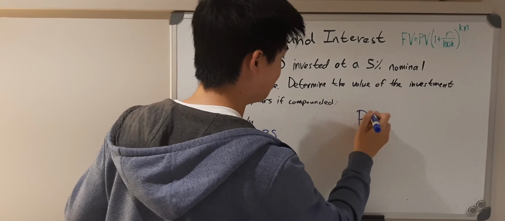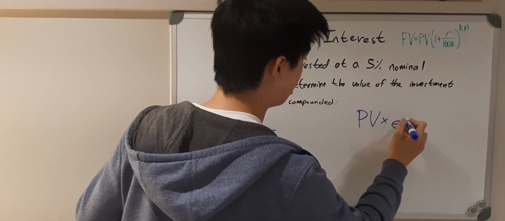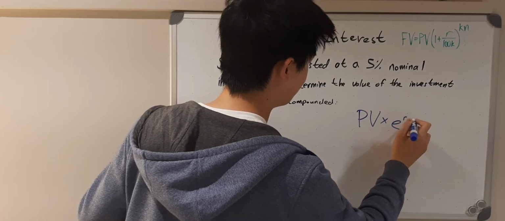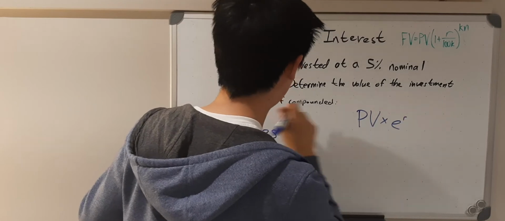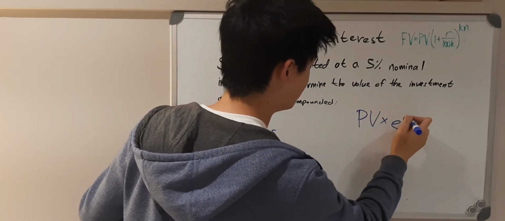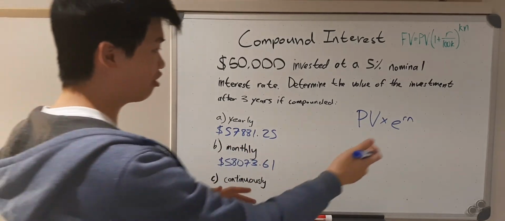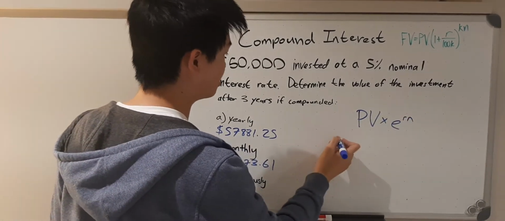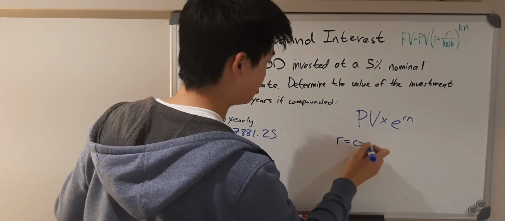It is PV multiplied by e to the power of r, well, it's a variation of r, times the number of years, which is n. So you have to keep in mind this is not provided in the data booklet. This r is not exactly the same thing. R has to be expressed as a decimal. So in this case, r would be 0.05.